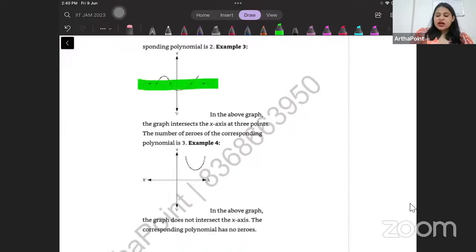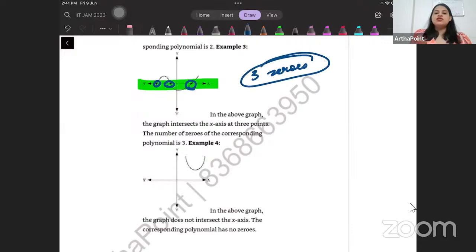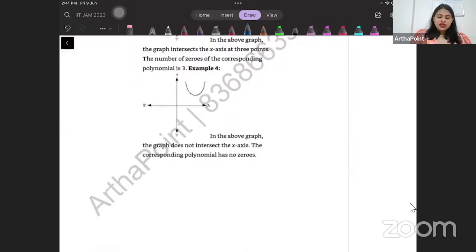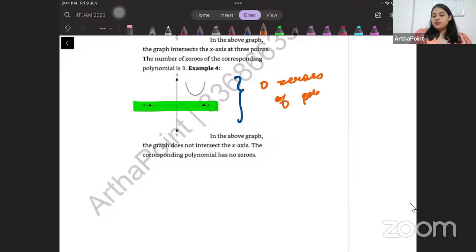See that in this graph, the x-axis gets intersected 1, 2, and 3 times, which means that there are 3 zeros corresponding to this polynomial. Come to the next graph. If you see the next graph, the x-axis is never getting intersected. That means that there are 0 zeros of this polynomial.